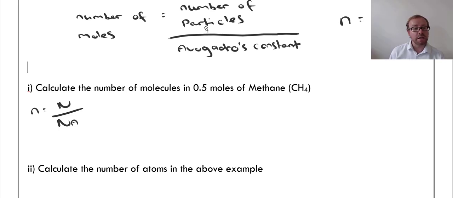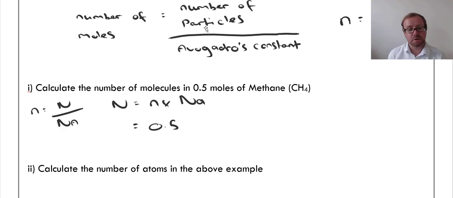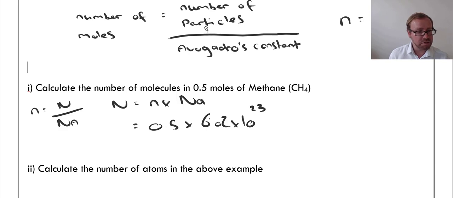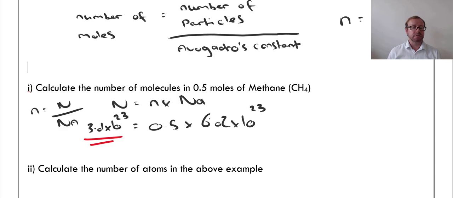my number of particles. I know Avogadro's constant, I know my number of moles, so I can rearrange this equation to give N equals n times Na. I can then put in my amounts, so 0.5 times 6.02 times 10 to the 23, which equals 3.01 times 10 to the 23. So I know that I have 3.01 times 10 to the 23 molecules of methane in 0.5 moles.